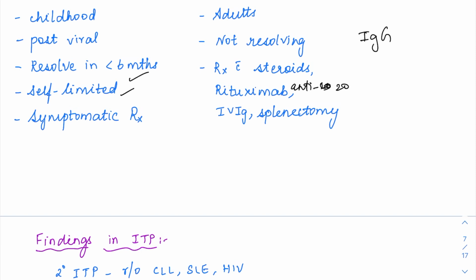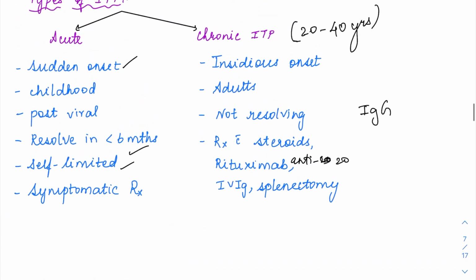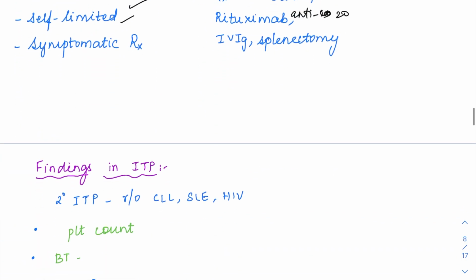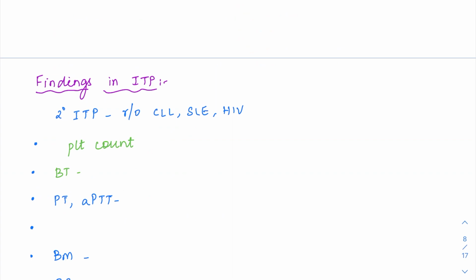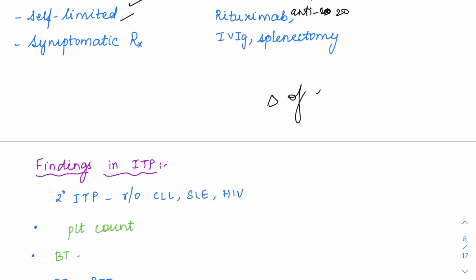So the spleen is a site where these opsonized platelets are getting destroyed, right? So you can do a splenectomy as well. So this is the treatment we use for chronic ITP. But as such, if you see, ITP is going to be a diagnosis of exclusion. Okay. You don't have any specific findings here.